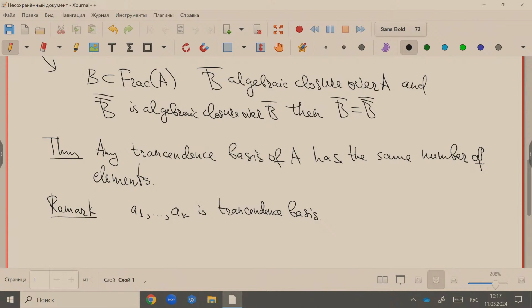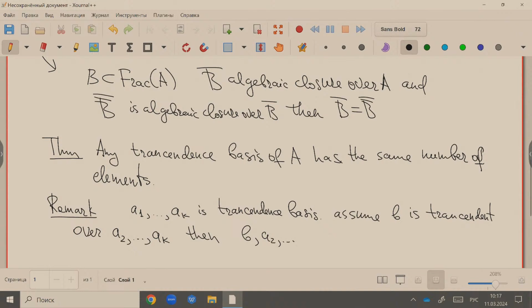Yeah, and suppose, assume that B is transcendent, so not algebraically dependent, over A2, ..., AK. Yeah, so then B, A2, ..., AK is a transcendence basis.